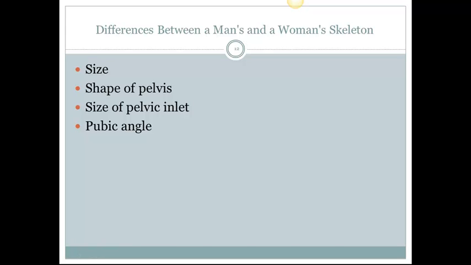So there are some differences between a man and a woman's skeleton. The size is one of the major differences between these two. The man's skeleton is generally larger. The shape of the pelvis: a man's pelvis is deep and narrow, and a female pelvis is broad and shallow. The size of the pelvic inlet: a female pelvic inlet is generally wider and normally large enough for a baby's head to pass through it. And the pelvic angle, the angle between the pubic bones of the female, is generally wider.